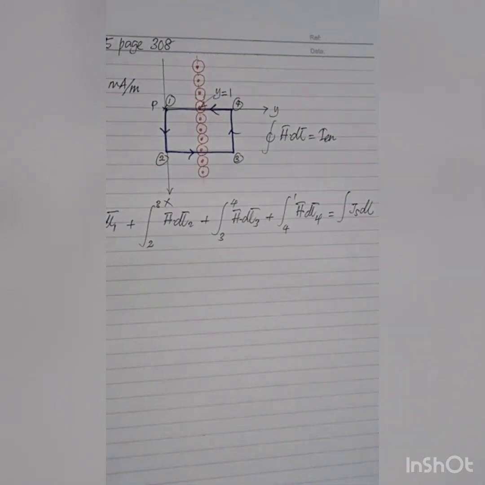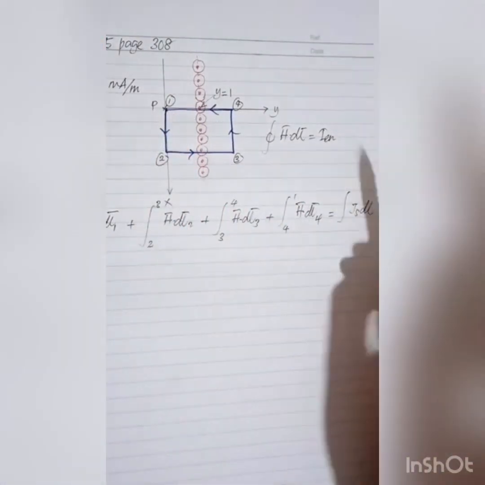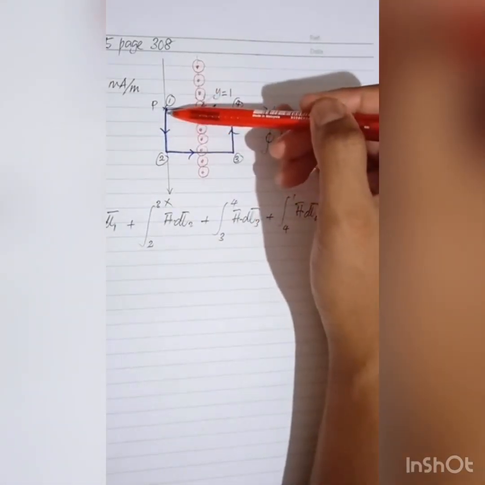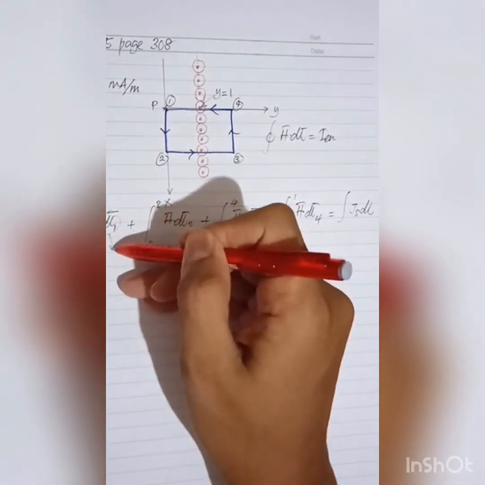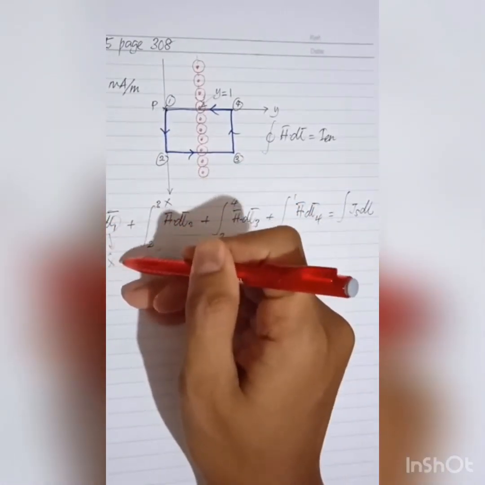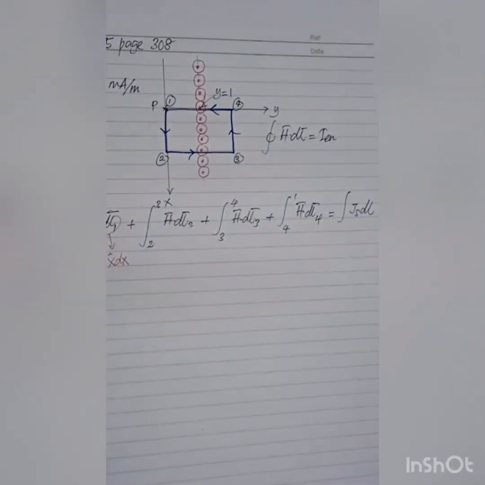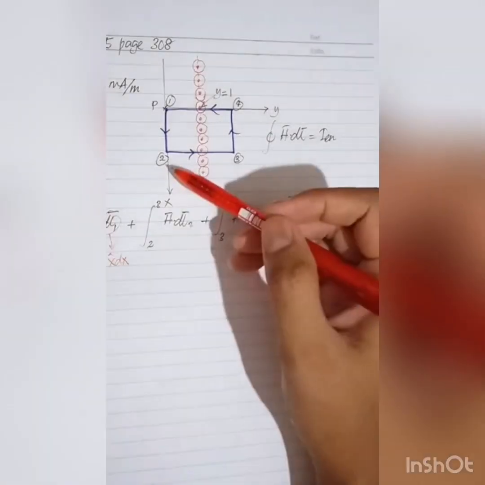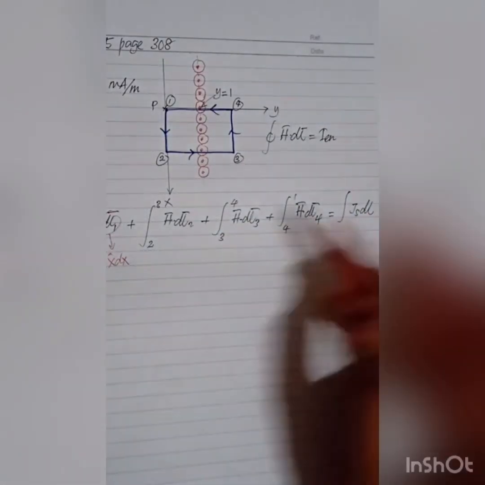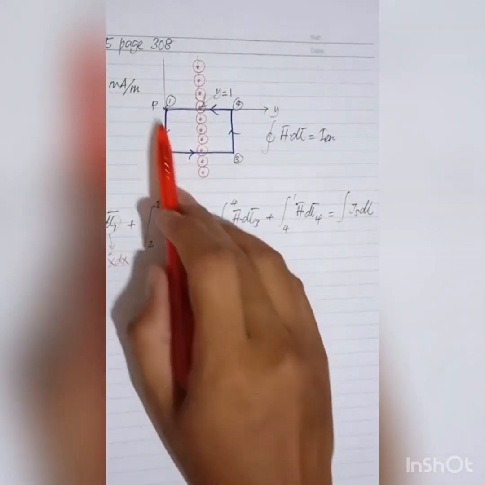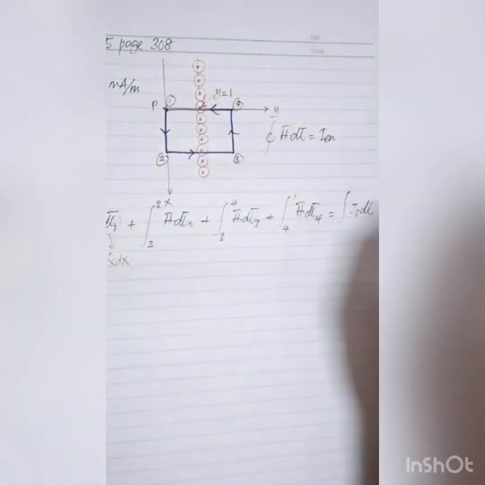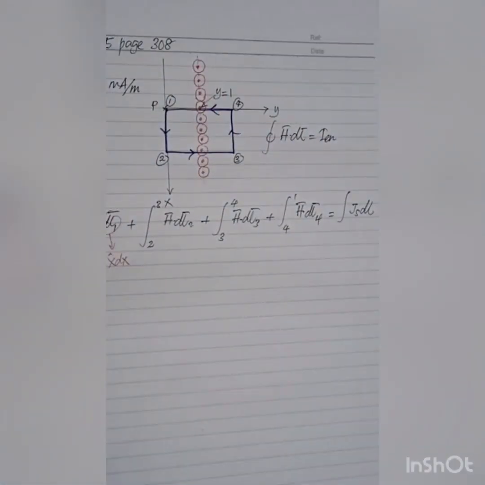Look at the first path, which is from 1 to 2. For the first path from 1 to 2, this path lies along the x-axis, so automatically we can simply change this dl1 into x dx. So you just care about the axis, right? Don't care about the directions yet. And now how about the H? How do we know that the H at this region is in positive x or negative x? We can just use the simple method of the right hand rule.